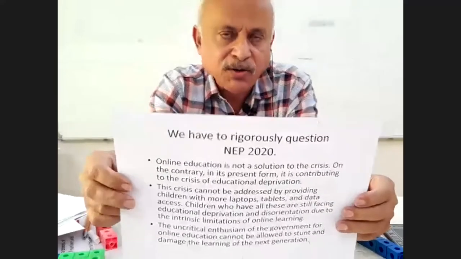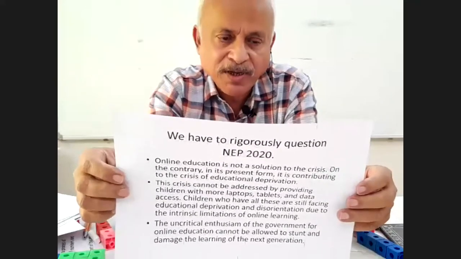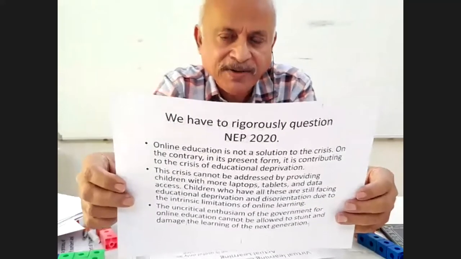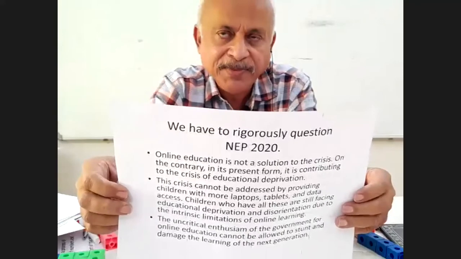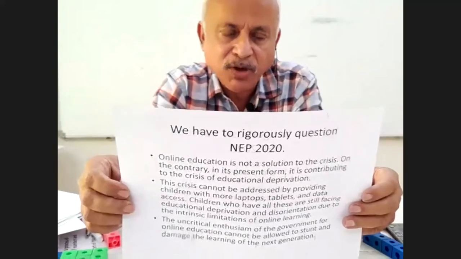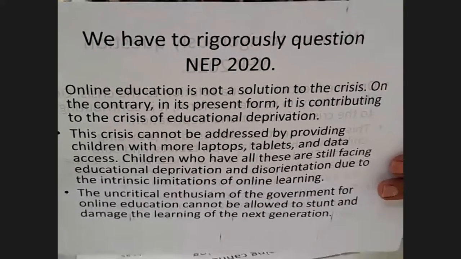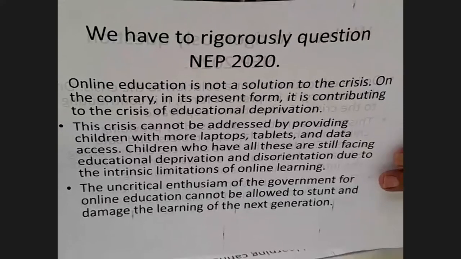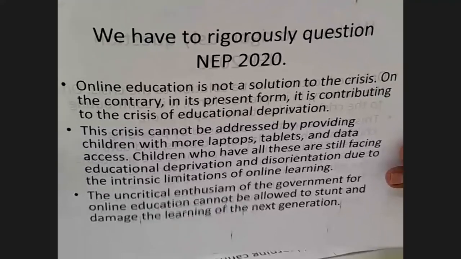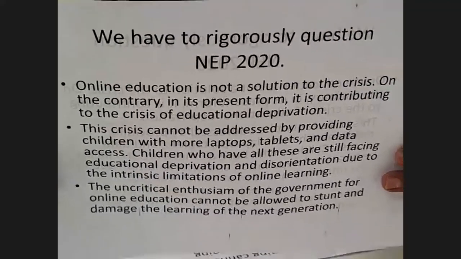Online education is not a solution to the crisis. On the contrary, in its present form, it is contributing to the crisis of educational deprivation. So the crisis cannot be addressed by providing children with more laptops, tablets, and data access. Children who have all these are still facing educational deprivation due to the intrinsic limitations of online learning. The uncritical enthusiasm of the government for online education cannot be allowed to stunt and damage the learning of the next generation.